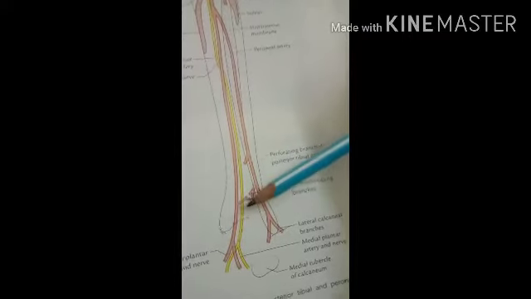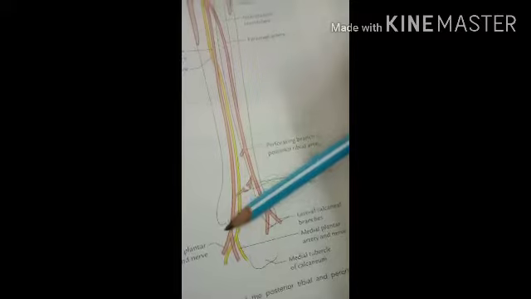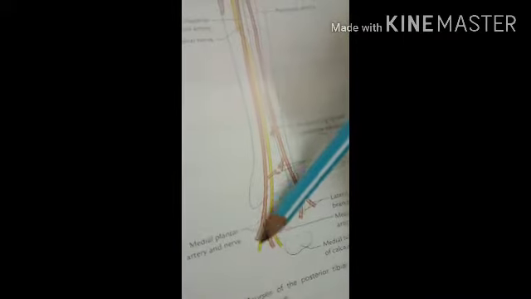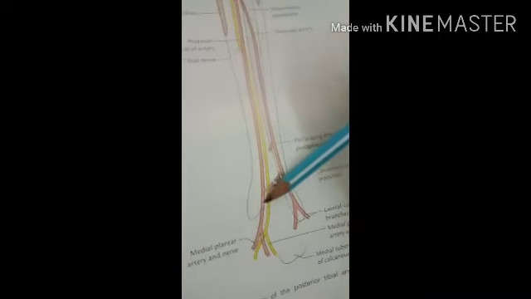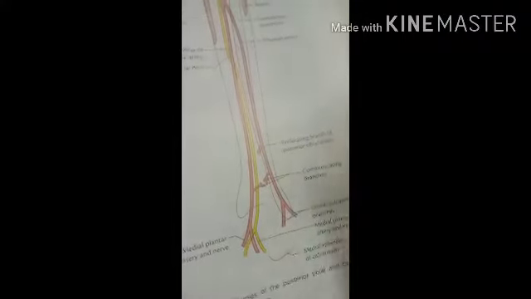Okay, then it terminates deep to the flexor retinaculum, by dividing into lateral and medial plantar arteries. So here you can see that is the medial plantar artery, and this is the lateral plantar artery. So it terminates into the medial and the lateral plantar artery.